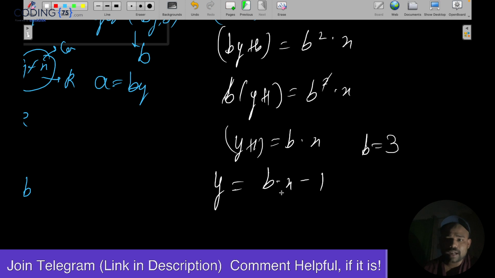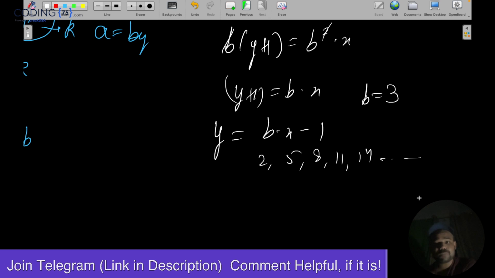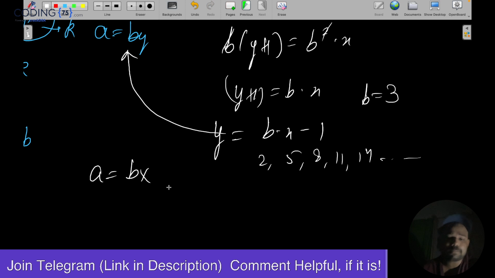Y will be either 2, or 6 minus 1 = 5, or 8, 11, 14 and so on. Multiples of B minus 1: B into 1 minus 1, B into 2 minus 1, B into 3 minus 1. So this will be the value of Y. And we will multiply this Y by B to get the value of A. So A is nothing but B multiplied by (B into X minus 1).